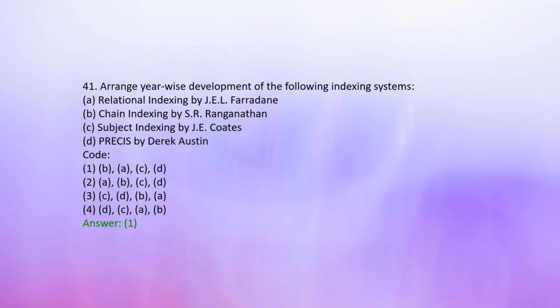Number 41. Arrange year-wise development of the following indexing system. A. Relational indexing by J.E.L. Farradane. B. Chain indexing by S. R. Ranganathan. C. Subject indexing by J. E. Coates, and D. PRECIS by Austin. And correct answer is number 1, means first of all B. Chain indexing by S. R. Ranganathan, then A. Relational indexing by J.E.L. Farradane, then C. Subject indexing by J. E. Coates, and last D. PRECIS by Austin.